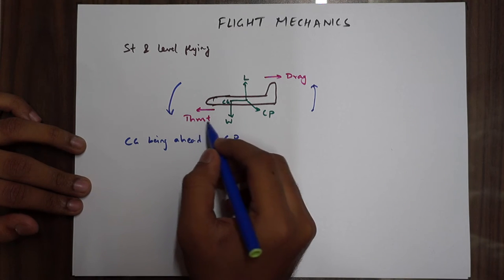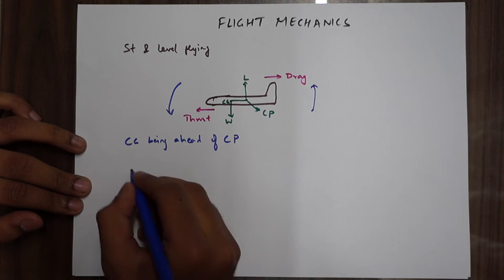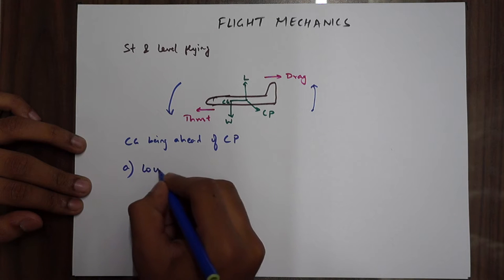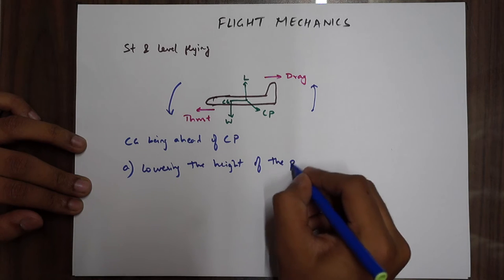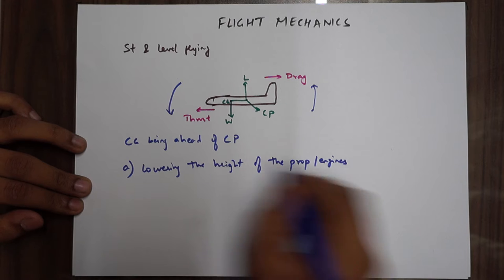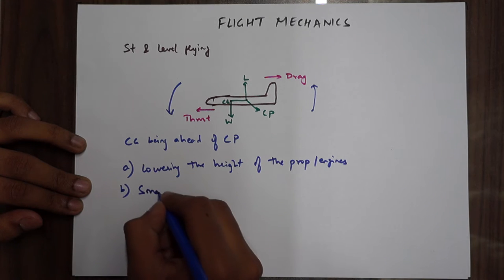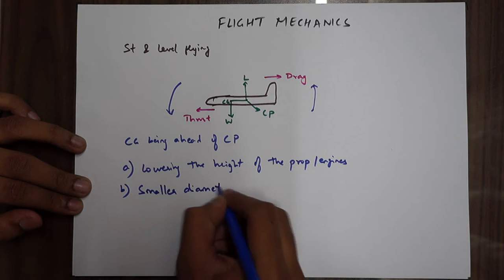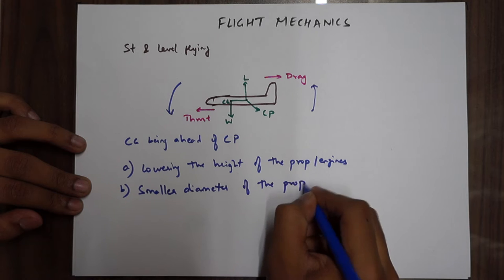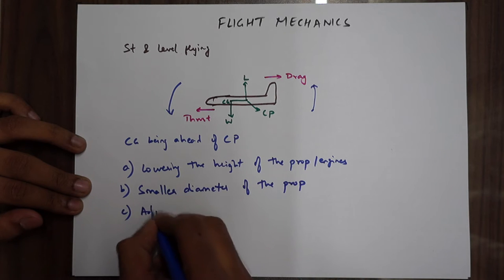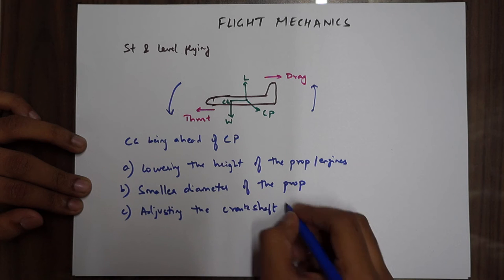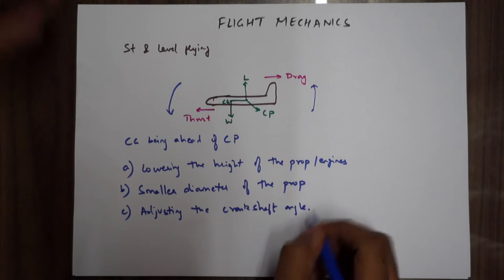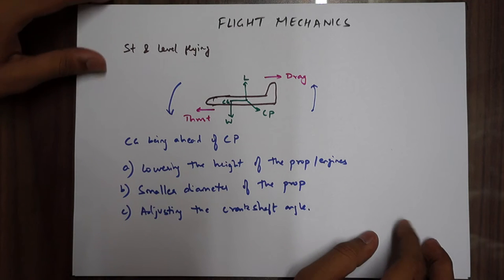Now another question is, how do you move the thrust line below the drag line? This can be done by A, lowering the height of the prop or engines; B, smaller diameter of the prop; and C, adjusting the crankshaft angle. These are the three ways you can move the thrust line below the drag line. The crankshaft is obviously in the propellers I'm talking about.